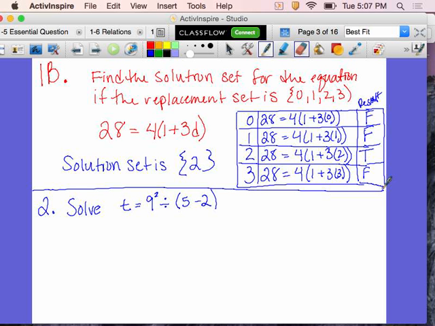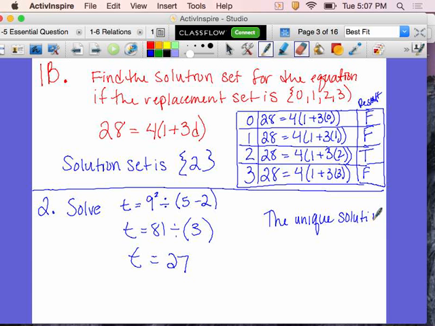Okay, number 2. We need to solve this equation. So t equals 81 divided by the quantity 5 minus 2, which would be 3. And so t equals 81 divided by 3, which would be 27. So the unique solution is 27.